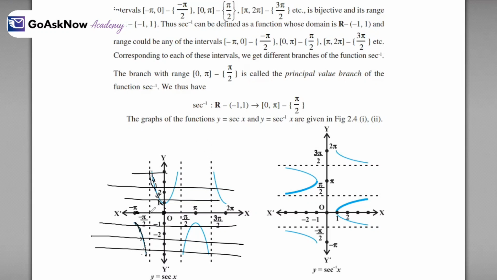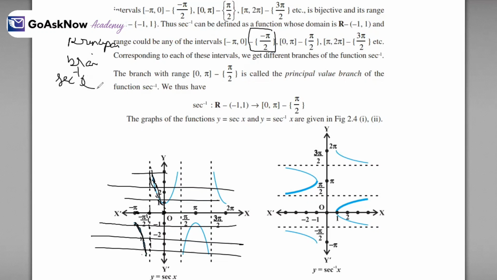Why? Because at that point your graph is not defined. At minus pi by 2, you can see that there is a break. The graph is asymptotic here also, and here also. It is approaching infinity or minus infinity at both sides. So LHL and RHL are not defined, so the graph is not defined. That is why we have excluded the point minus pi by 2 here. And that is why it is called the principal branch of sec inverse x.